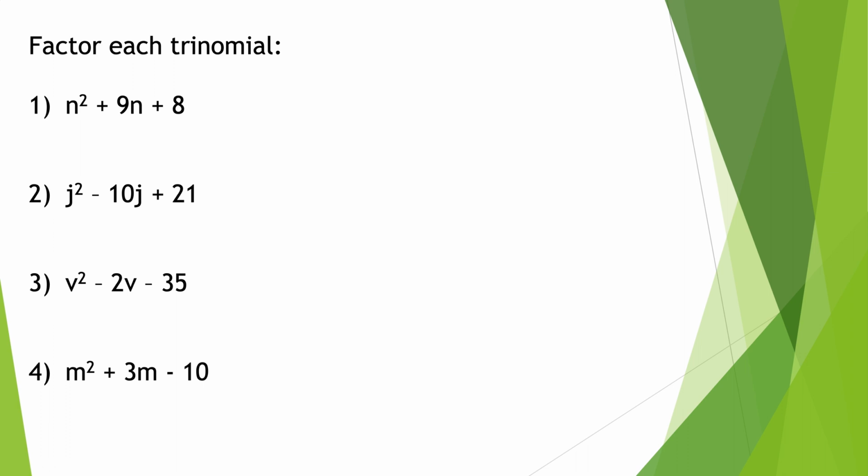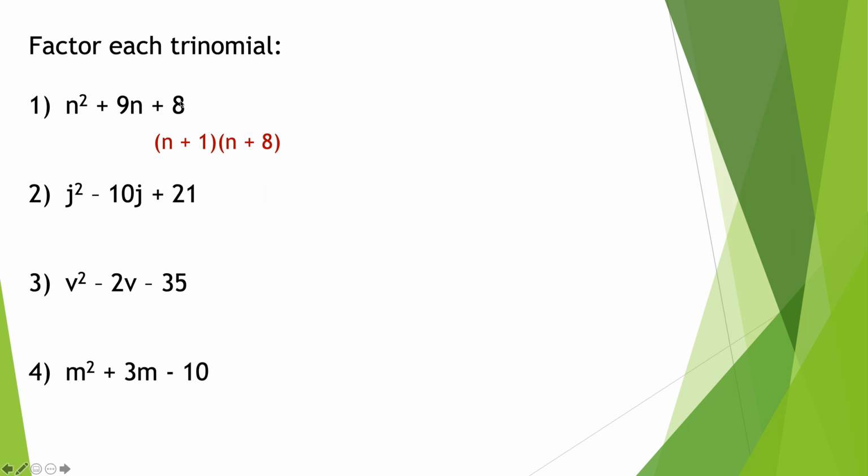The reason it's so important to begin with the last number is it limits your possibilities so you're not there forever. And which of those combinations, 1 and 8 or 2 and 4, add up to 9? Well, the answer would be 1 and 8. So the correct answers are n plus 1 and n plus 8.